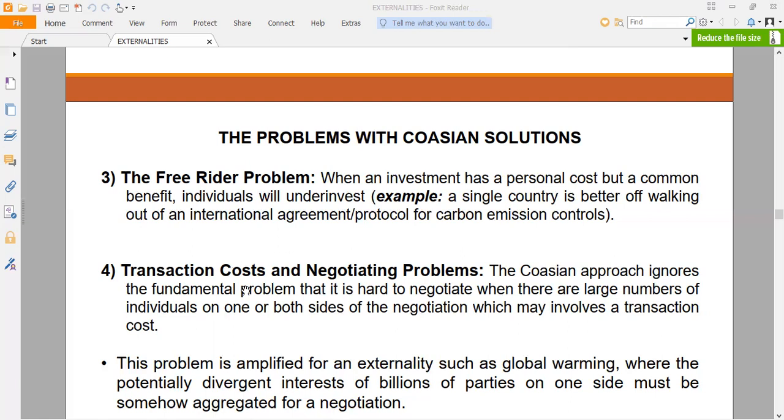Okay. And then there's also transaction cost whenever you want to bargain. If you want to sit down and bargain concerning these things, it is never costless, as the theorem assumes. It assumes that bargaining should be costless, but it is not. If the externality is affecting thousands of people, then bringing all these people together would definitely come with some cost. So these are some of the issues that the Coase theorem faces.